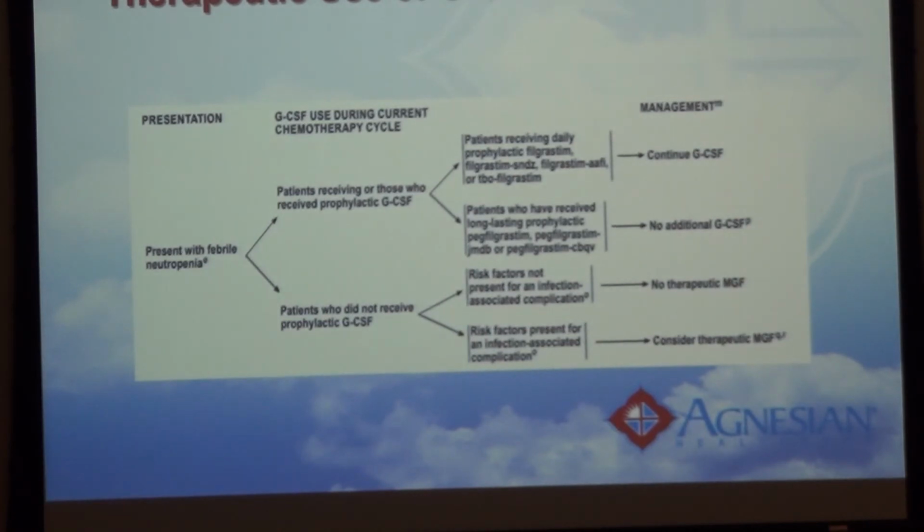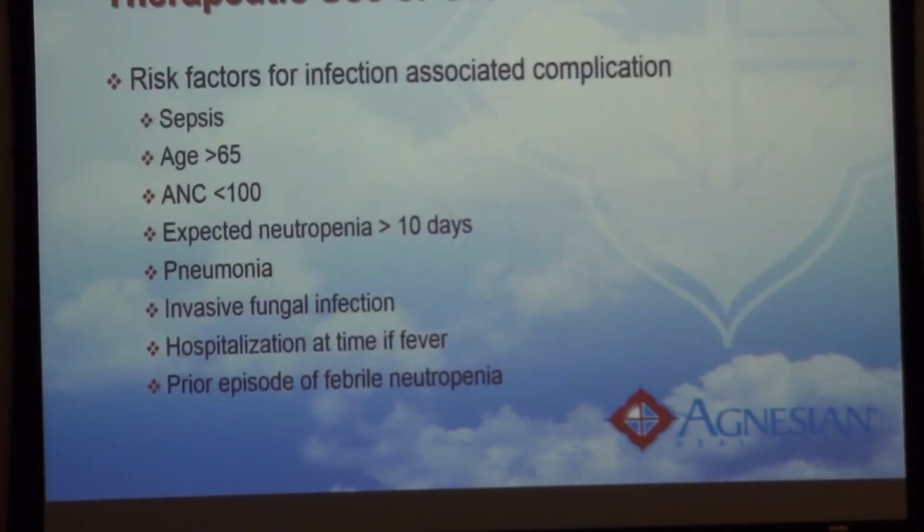This is just an FYI when you treat with growth factors. If they were already on it and they're still on it, just keep on with it. If they got the long-acting pegfilgrastim, they don't need it. If they didn't receive it and they have risk factors, start them on it. If not, you don't have to. Kind of just along those lines, similar risk factors that we've been talking about.